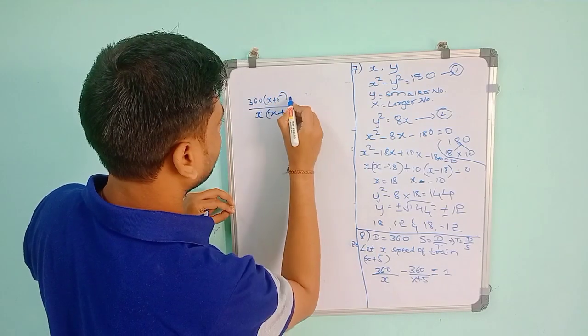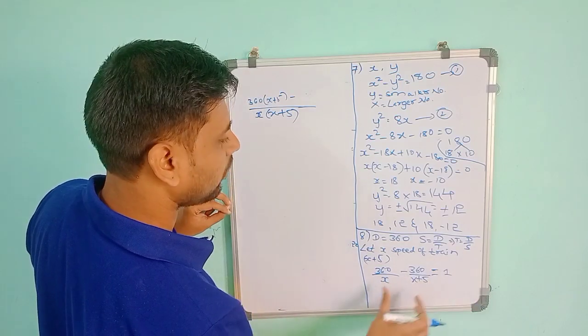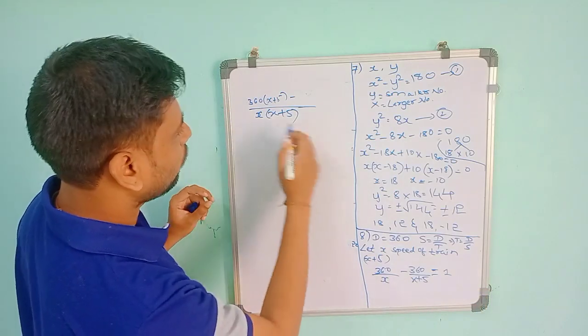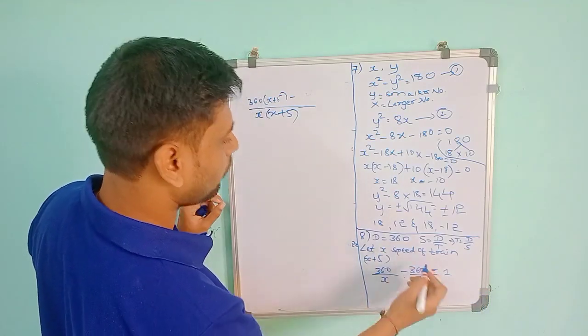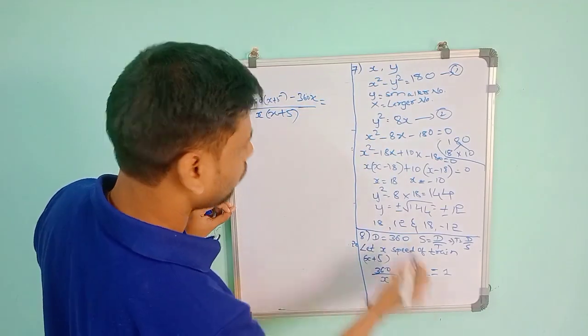Then minus is there. Why minus? Because they give the difference in the value. So I have taken the difference of the speed of the train and time as 1 hour. So x plus 5, this x plus 5 is there, so remains x. 360 into x is 360x, is equal to 1.